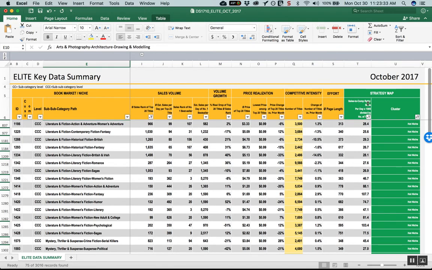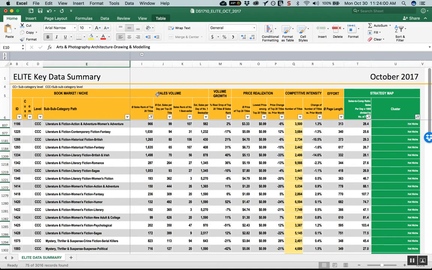Okay, and so let's see here. The next thing I want to do is start cleaning up everything based on my opportunities. So I'm going to recap. What I did is I only chose the hot niche and the hot sell return so that I could see what is the stuff that is going to be the best opportunity for me to write in.